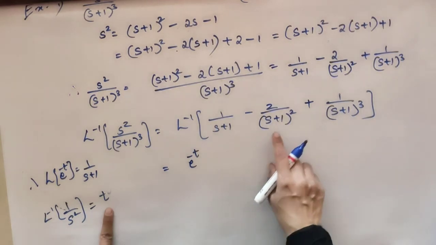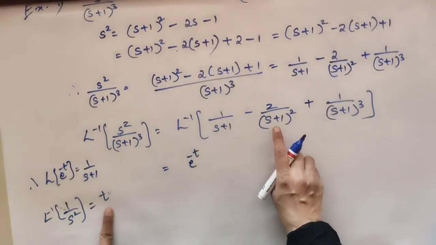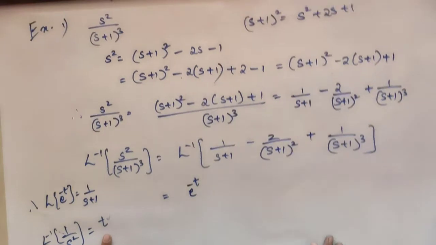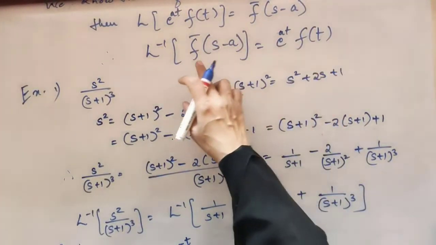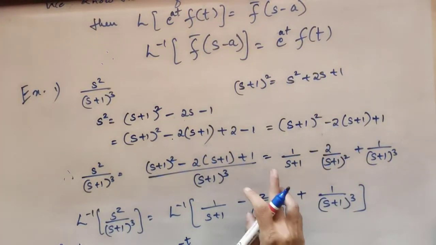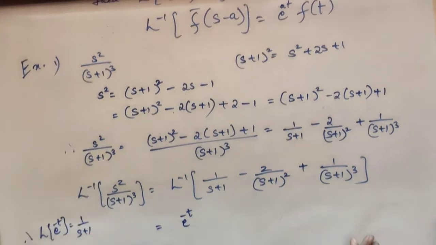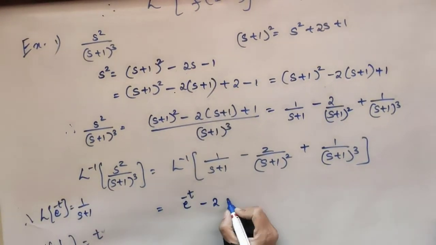So you will get that, but since it is in place of s, you are writing s plus 1. Using this property, what do you get? Means you have to multiply e to power minus t there. Yes or no? So minus 2 into e to power minus t into t you will get.